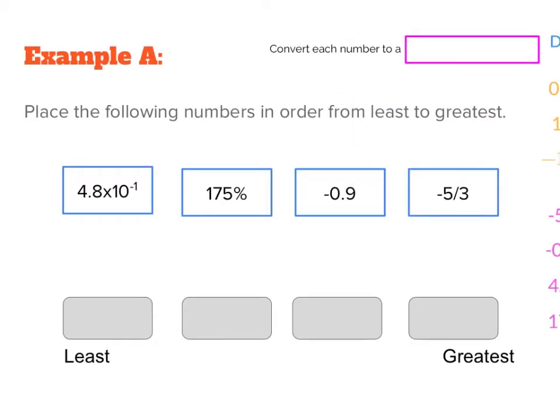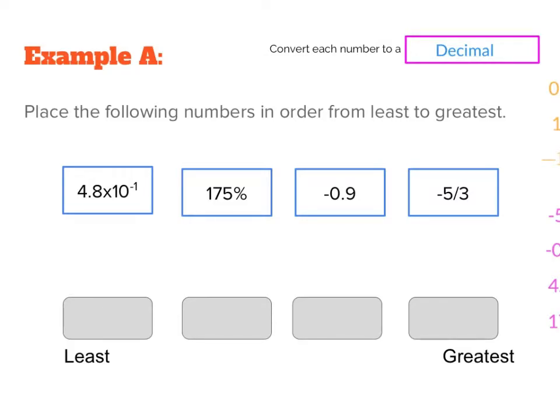Here we are at example A, and it tells us to place the following numbers in order from least to greatest. However, we've got a little bit of a problem. We've got a number that's in scientific notation, a number that's a percent, a decimal, and a fraction. None of these numbers are alike, so I can't easily compare them. I'm going to have to turn them all into one type of number in order to compare them easily. So I'm going to convert each number to a decimal. If you remember from our earlier notes with our flow chart with our arrows, everything led back to decimals. So that's what we're going to convert all of these into.